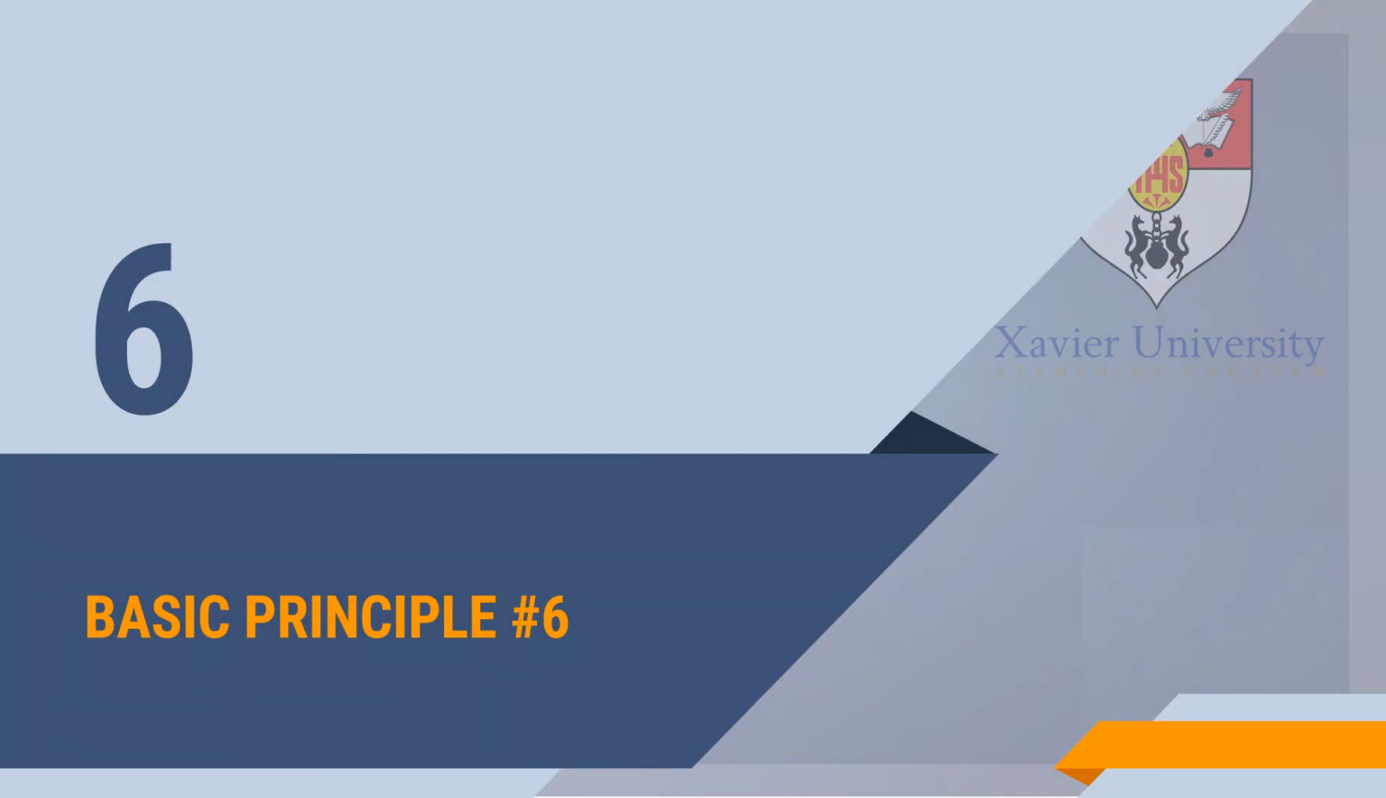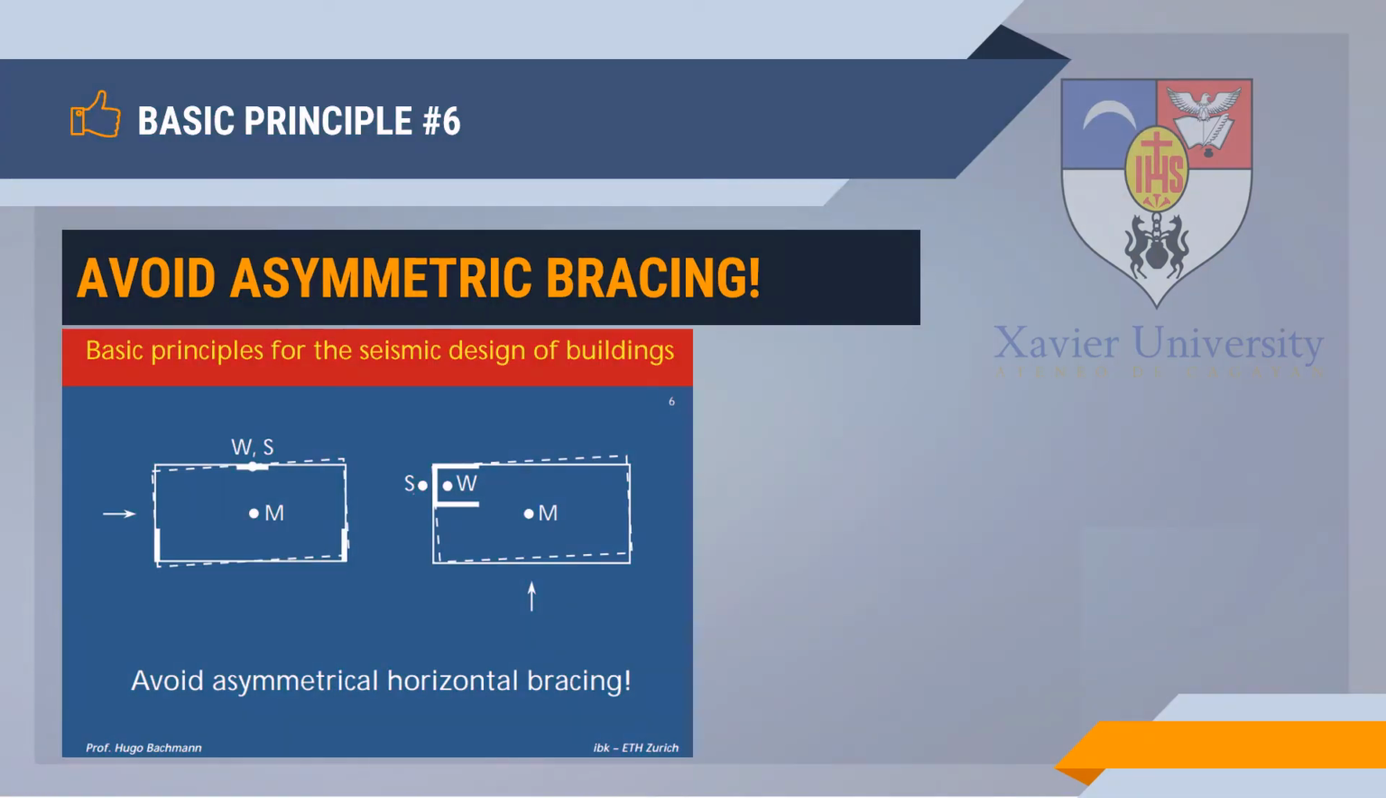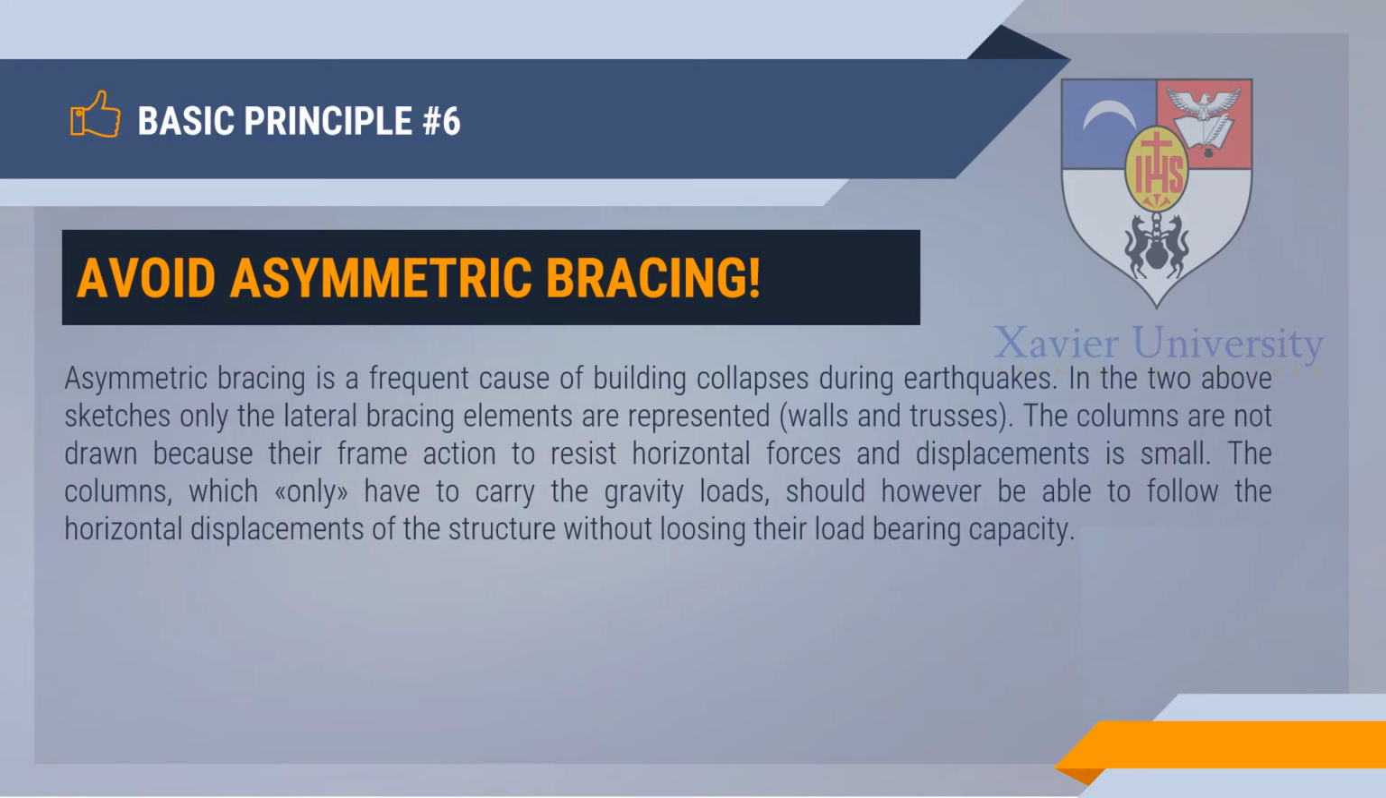So now let us talk about basic principle number 6. Basic principle number 6 states that we should avoid asymmetric bracing. Asymmetric bracing is a frequent cause of building collapses during earthquakes.